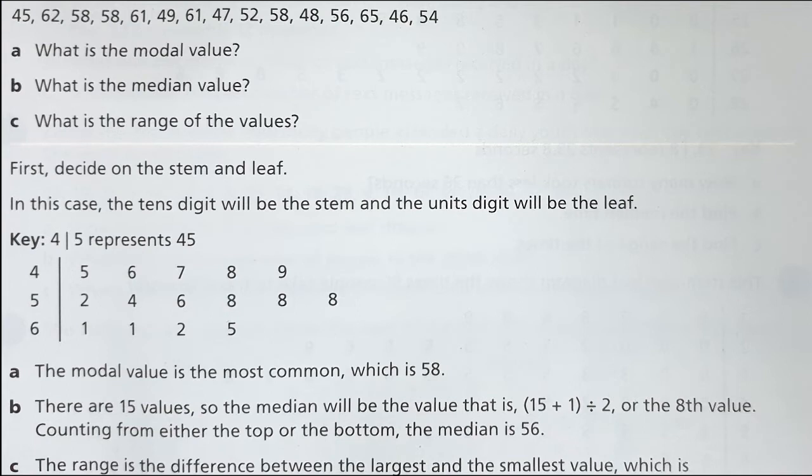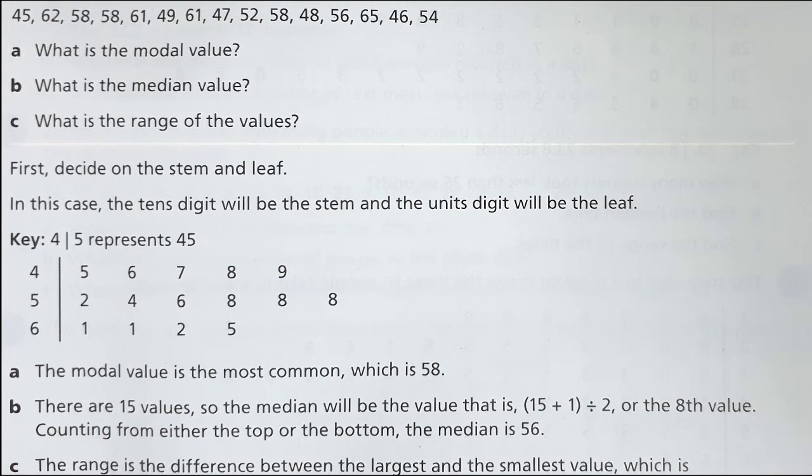Now the mode is the number which repeats the most number of times. Looking at the diagram itself, it is clear that 8 is repeated three times. Along with 8, what is the same stem? It is 5. So the mode for this information is 58.